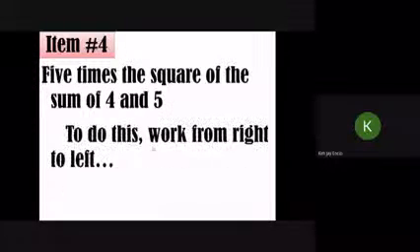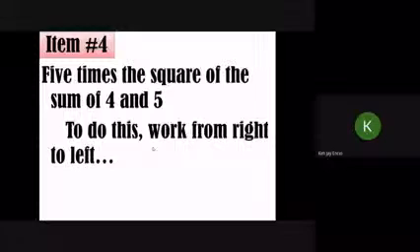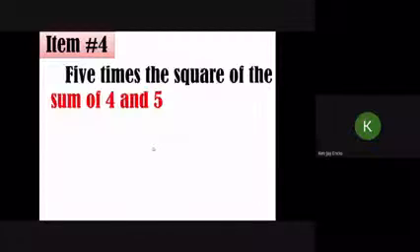Okay, so if you see problems like this, usually what we do is we work from right to left. Now, this time, take a look. If you have 5 times the square of the sum of 4 and 5, we work first from the very last given, which is the sum of 4 and 5. And so that expression will be, of course, 4 plus 5, because sum implies addition.